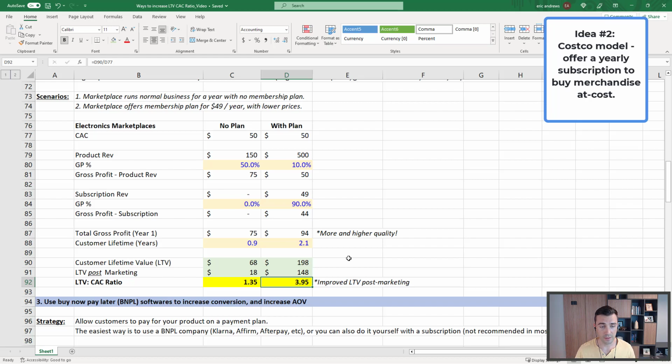And so this is something to think about if you're running a business that has a large variety of products where people would, theoretically, want to come back and buy over and over again.